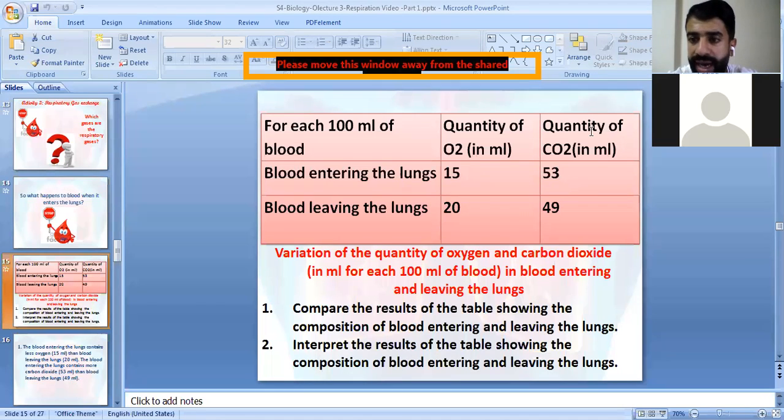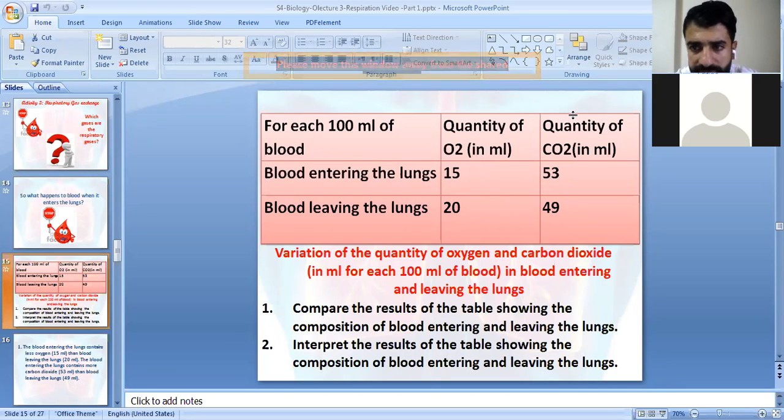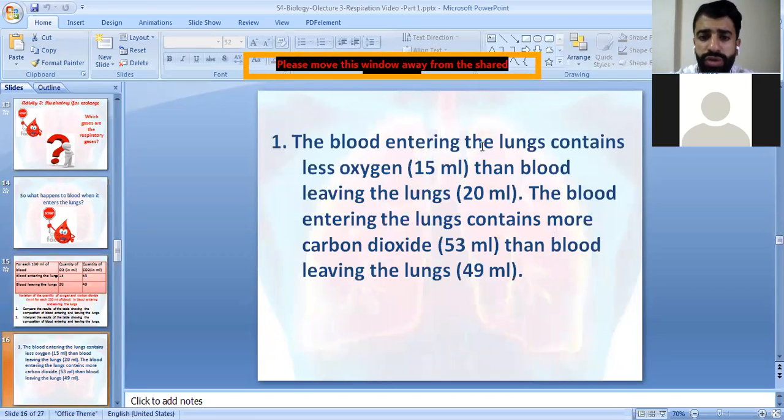Moving to the carbon dioxide. Pay attention, you don't have to compare oxygen to carbon dioxide. Oxygen entering with oxygen leaving, carbon dioxide entering with carbon dioxide leaving. Quantity of CO2 in the blood entering the lungs was 53 milliliter, which is less than that of the blood leaving the lungs, which is 49 milliliter. So the blood entering the lungs contains less oxygen than the blood leaving the lungs, 20 milliliter. You have to use the words greater than, less than, higher, lower. These are the words or phrases used for comparison.